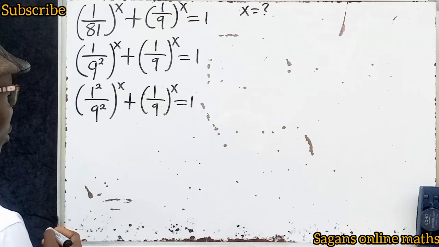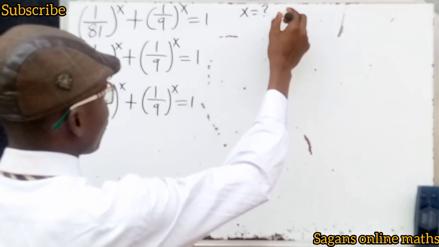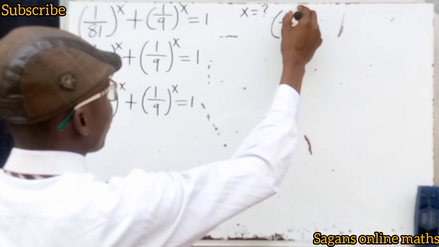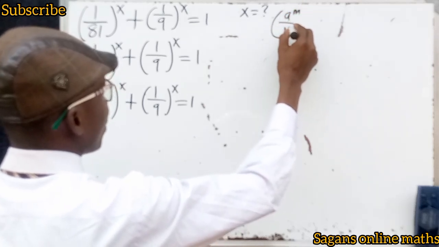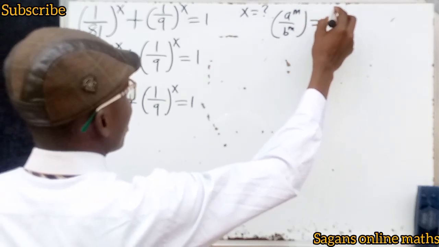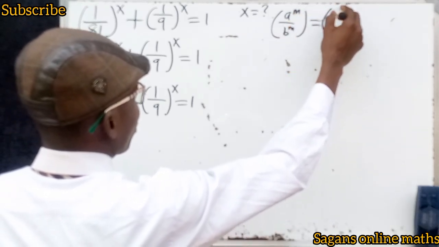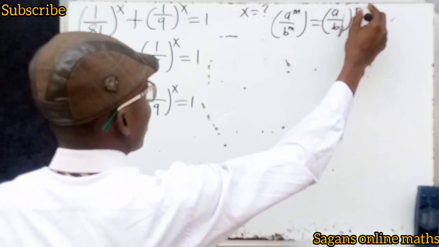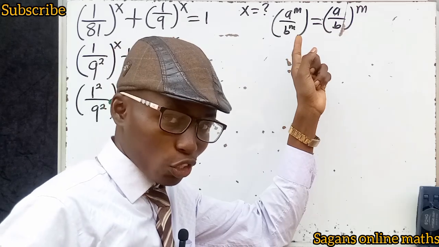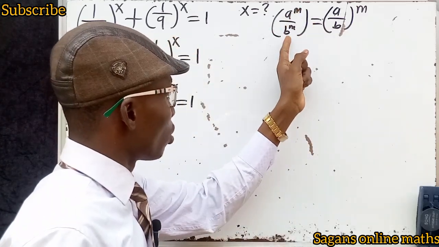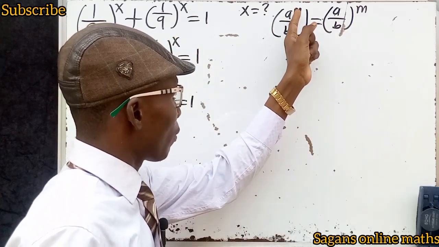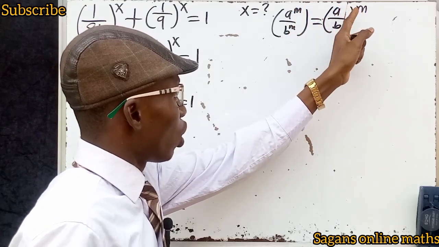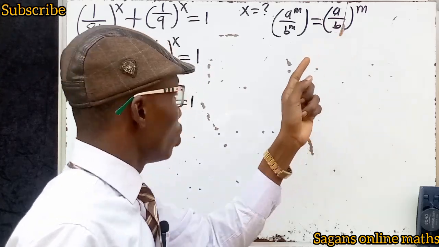What are we going to do? Now let's obey one of the properties of indices. If you have (a/b) to the power of m, all this equals a to the power of m divided by b to the power of m. This is one of the properties of indices. Very interesting. Since the power here is m and the power here is m, this m is affecting a, also affecting b, which is the denominator. Okay, so that's what we're going to do here.